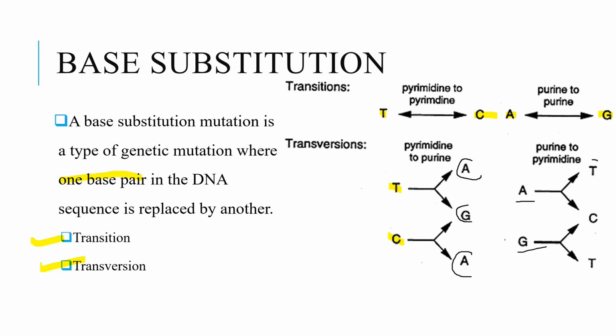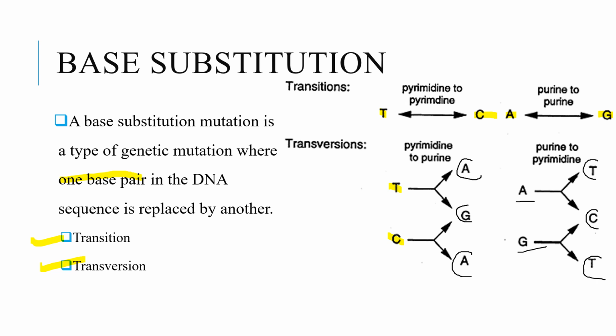Adenine will convert into thymine and cytosine, and guanine will convert into cytosine and thymine. So these are the two different types of base substitution. In case of base substitution, only one base is converted into another base. And there are two different types: number one is the transition, another one is the transversion.